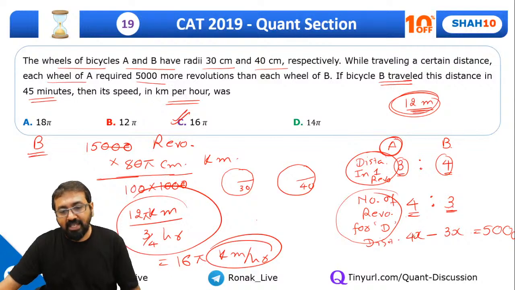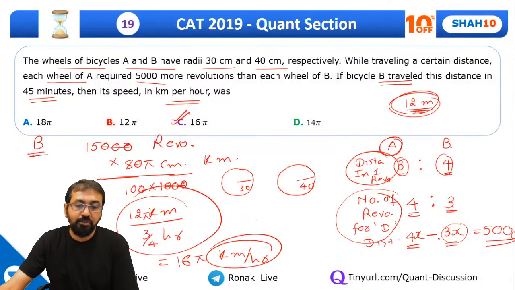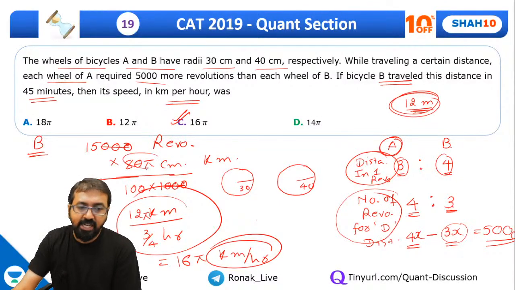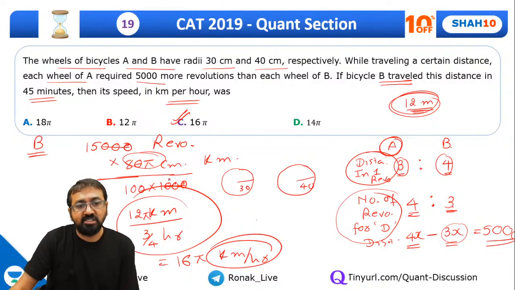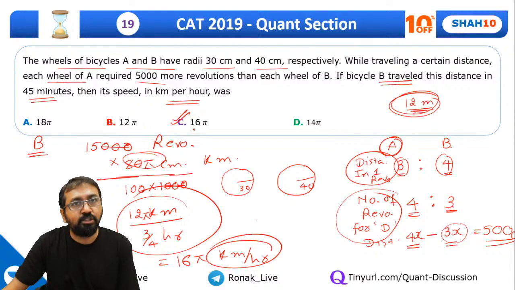So that means when A is making 4x revolutions, B is making 3x revolutions, and that difference given is 5,000. So that means cycle B made 15,000 revolutions. And in each revolution it traveled 80 pi centimeters, so we convert it to kilometers, divide by time, and we get speed. So the answer will come out to be 16 pi. I hope all of you have understood this.